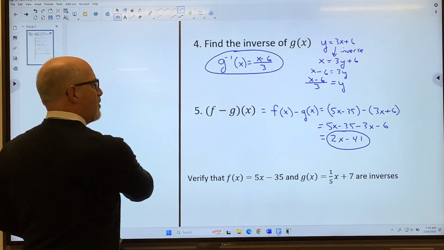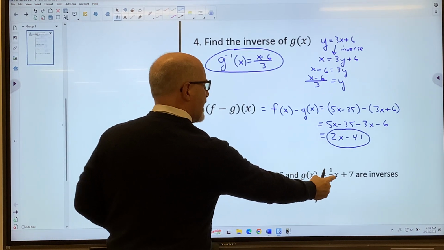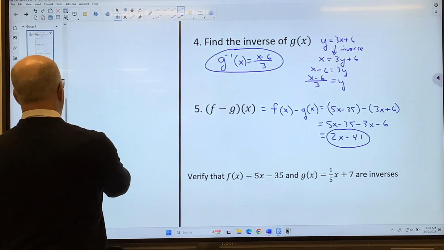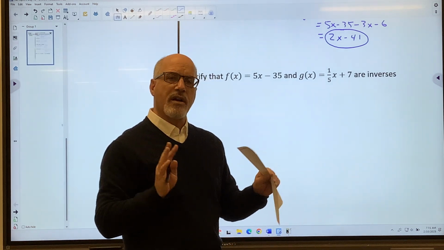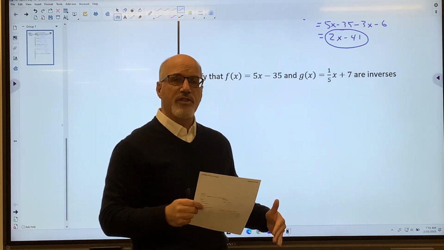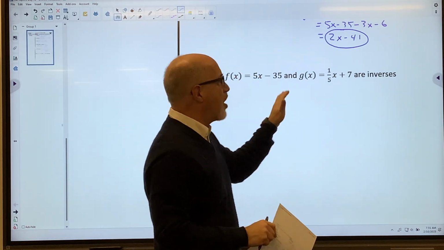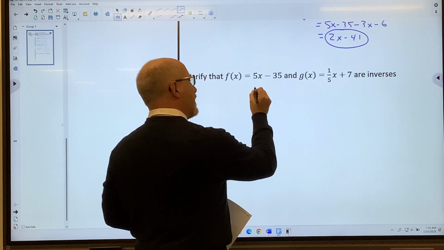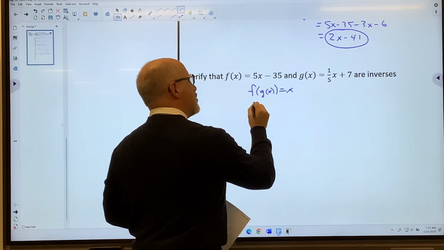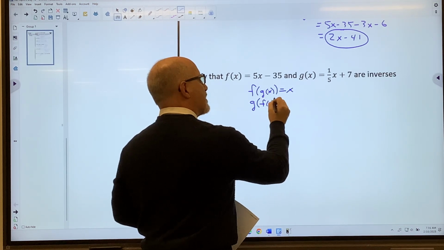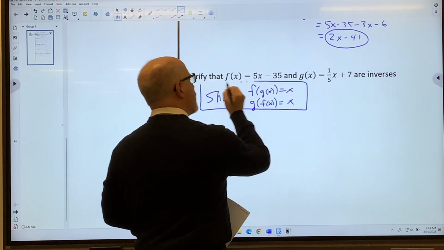All right, now notice that we're going to take this problem here. What we've got is 5x minus 35. I'm going to show that its inverse is this 1/5 x plus 7. When we're asked to verify that two are inverses, not to find the inverse or ask, are they inverses? If it says verify, then our assumption is that they are inverses, and we have to prove it by showing f of g of x equals x and g of f of x equals x. So we have to do two composition of functions in order to prove this.